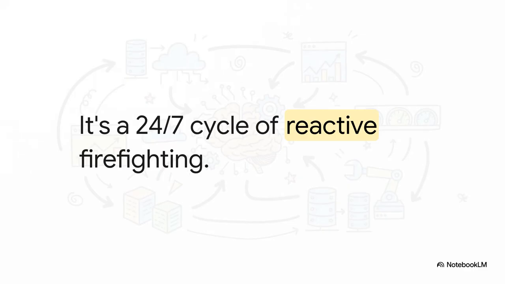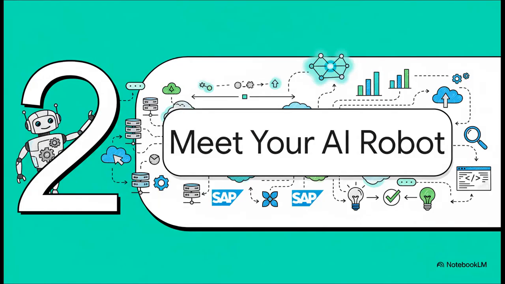And what's the result of all that? Well, you're not getting to do the important strategic work. Nope, you're just trapped in this never-ending 24/7 cycle of reactive firefighting. You're always chasing problems, always one step behind. But what if you could completely flip that script? What if you had, say, an assistant working for you around the clock? Well, it's time to meet your AI robot.